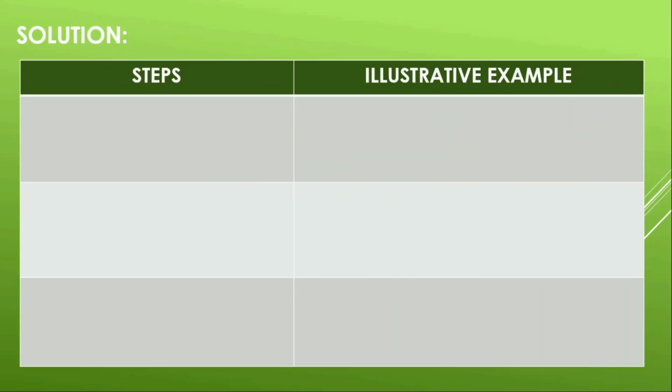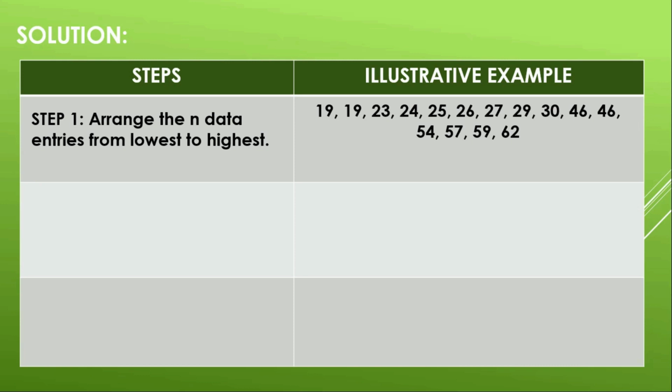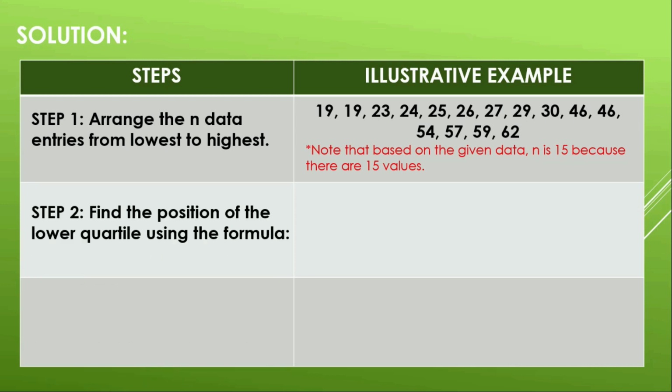So we have here the steps and illustrative examples for you to follow the step-by-step procedure. So let's have step number 1. Arrange the n data entries from lowest to highest. So from our given problem, we need to arrange it from lowest to highest. So we already have here 19, 19, 23, 24, 25, 26, 27, 29, 30, 46, 46, 54, 57, 59, and 62. Take note that based on the given data, n is 15 because there are 15 values. Step 2. Find the position of the lower quartile using the formula.